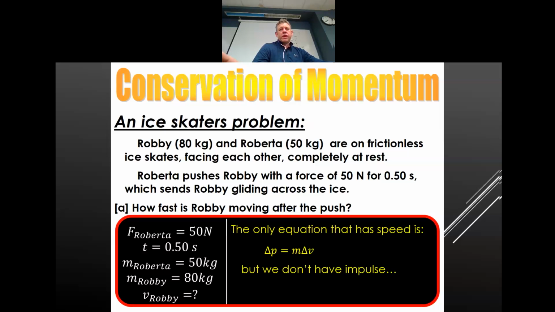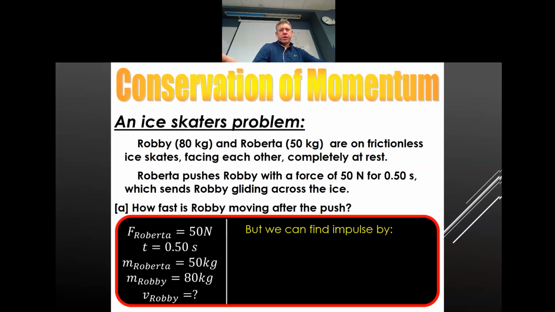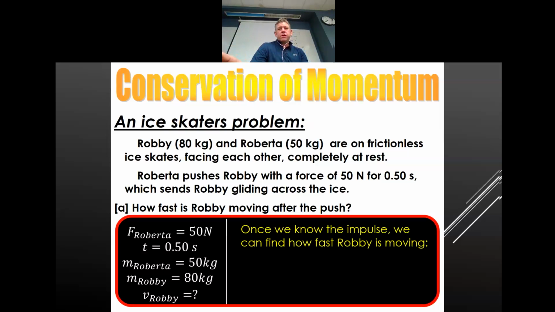The thing is that we don't have the impulse yet, but we can find impulse: the change in momentum is the force times the change in time. So our change in momentum is going to be 50 newtons times half a second. That's a nice thing about them giving us a force and a time together. That tells us what the change in momentum is going to be. Using that, we find that our change in momentum is 25 newton seconds.